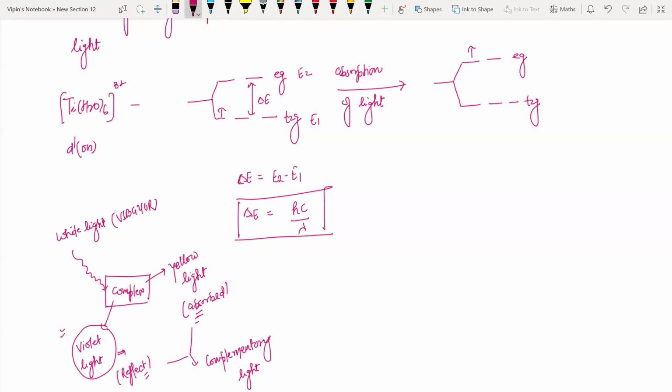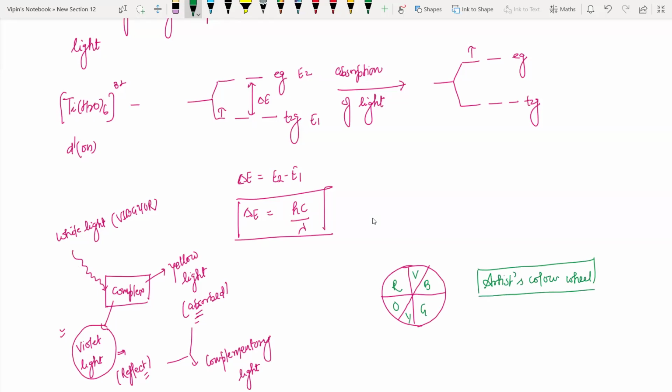Complementary light. There is an artist color wheel suggesting the complementary light of different kinds of colors. For example, it is like PBGYOR. This is the artist color wheel. From this wheel, we will be able to find the complementary color of different colors, the complementary light of different kinds of lights.